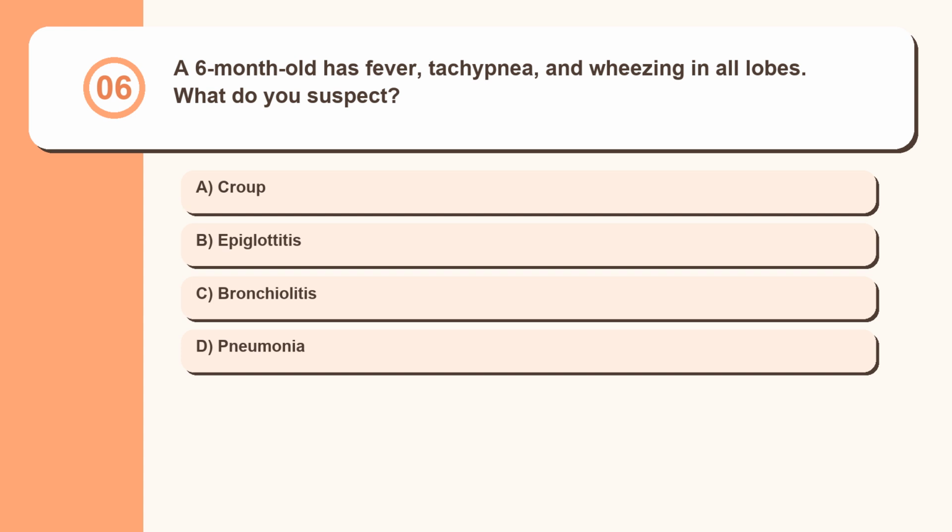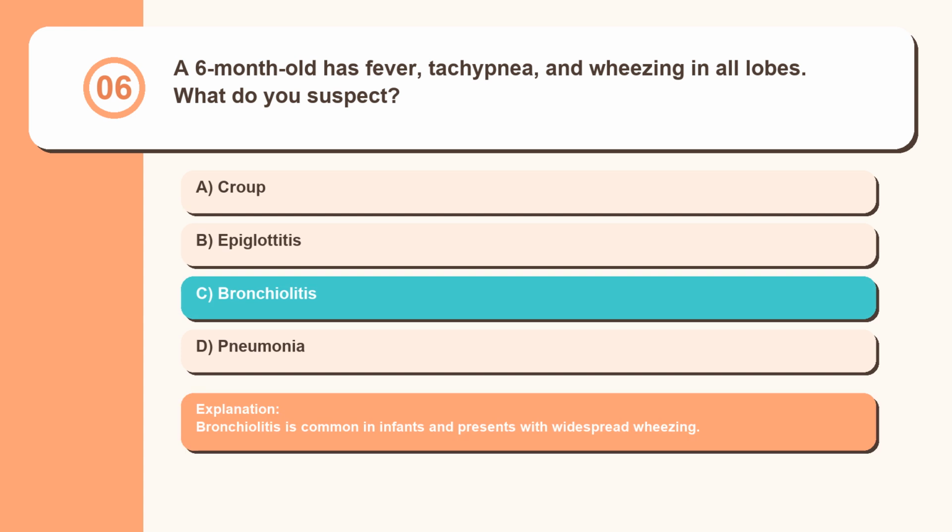Question 6. A 6-month-old has fever, tachypnea, and wheezing in all lobes. What do you suspect? Croup, epiglottitis, bronchiolitis, pneumonia. Bronchiolitis is common in infants and presents with widespread wheezing.